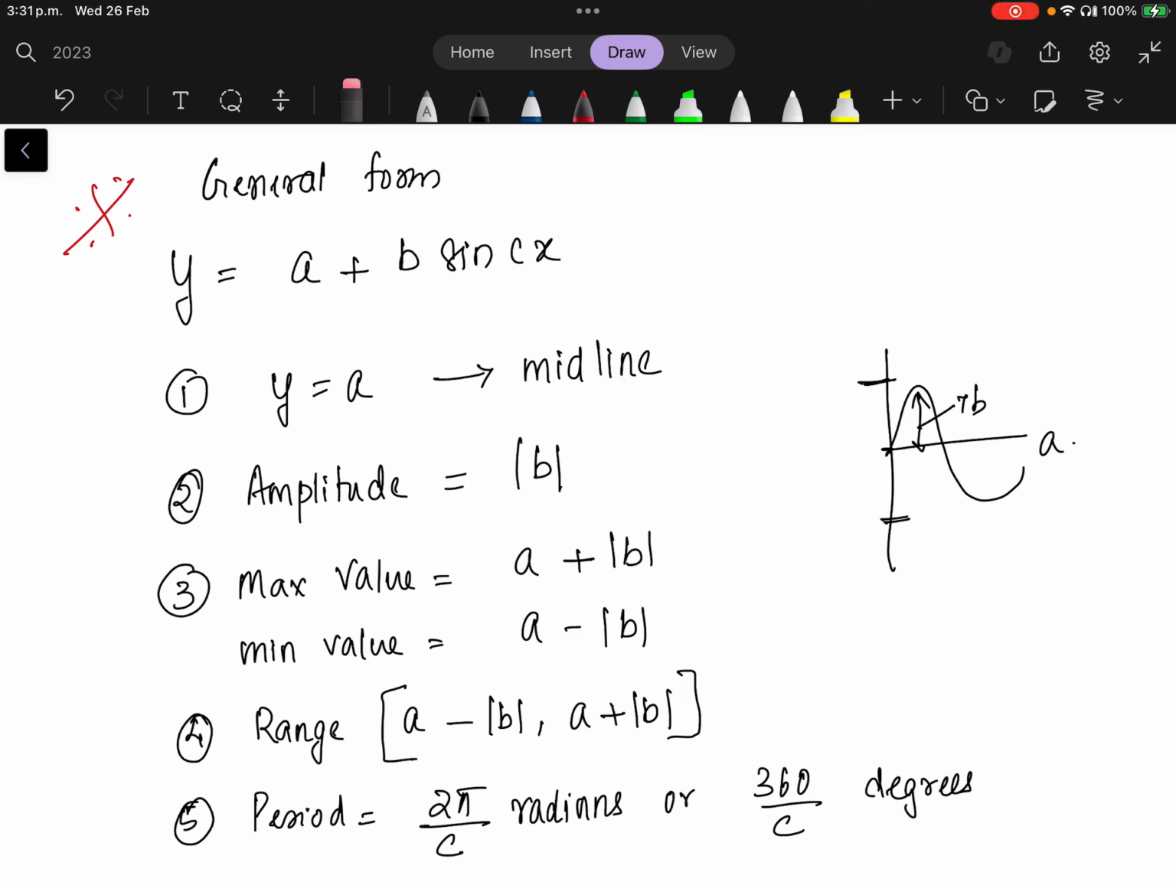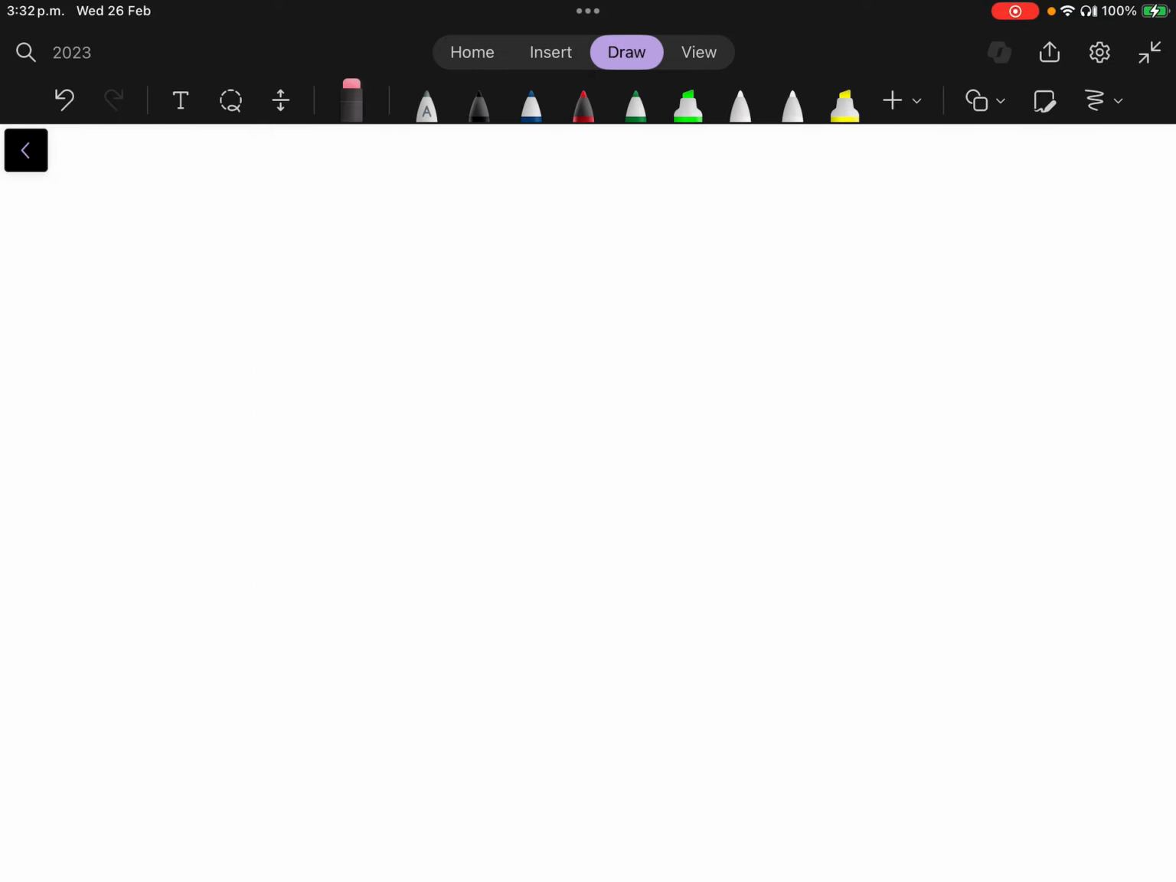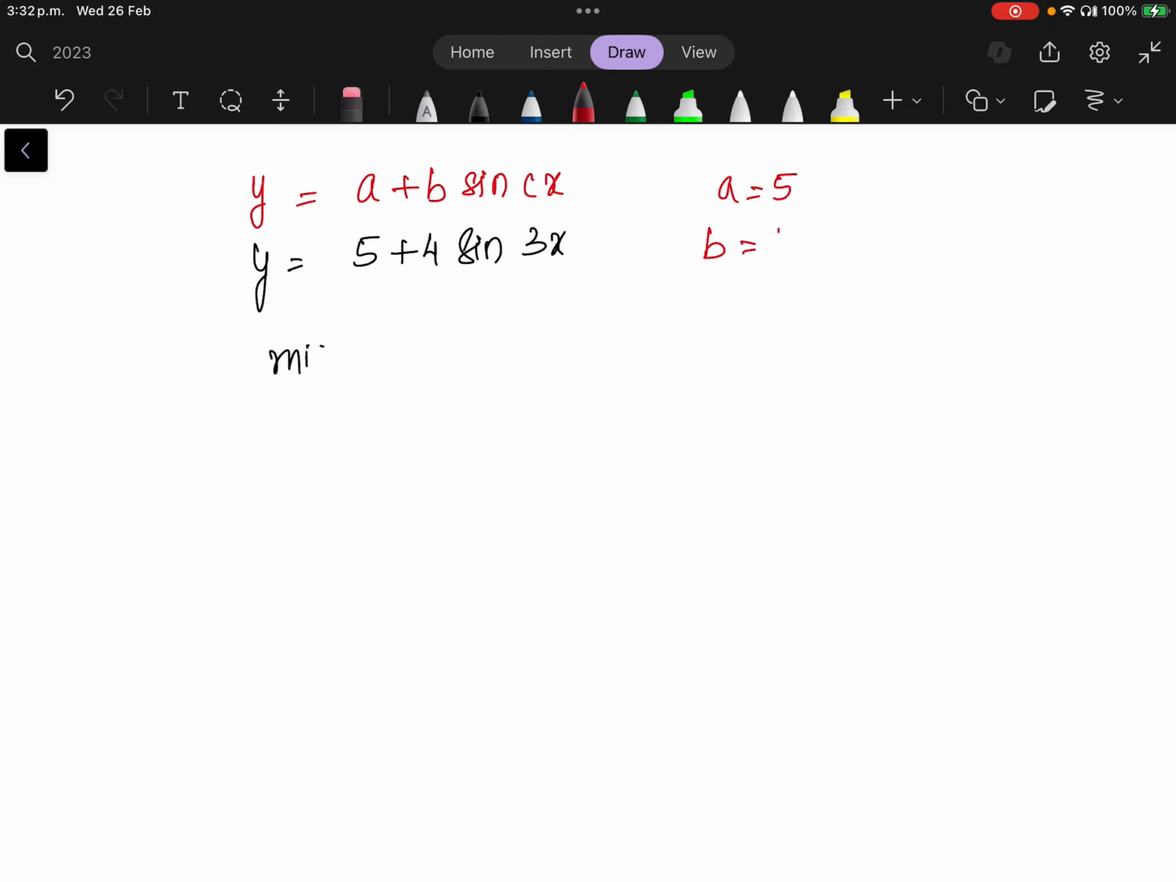So y = a is the midline, amplitude is modulus of b, max value is a + modulus of b, min value is a - modulus of b, range is [a - modulus of b, a + modulus of b], period is equal to 2 pi over c radians or 360 over c degrees. Let's do one question. y = 5 + 4 sin 3x. As soon as I get it, I will write it as a + b sin cx, so a = 5, b = 4, c = 3, just for my understanding.